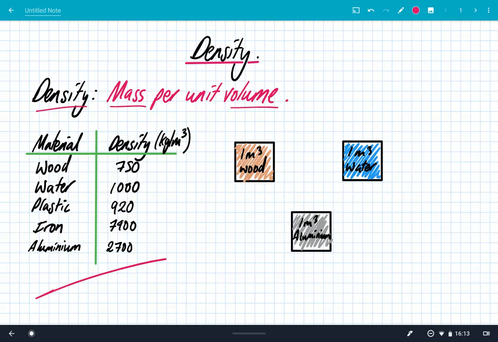Well, if I have 1 meter cubed of wood, its mass would simply be 750 kilograms because it has a density of 750 kilograms per meter cubed. If I have 1 meter cubed of water, its mass would therefore be 1,000 kilograms. And if I had 1 meter cubed of aluminium, because it has a greater density, its mass is going to be 2,700 kilograms. So the mass of a material depends upon two things: the density and how much volume of material that you have.